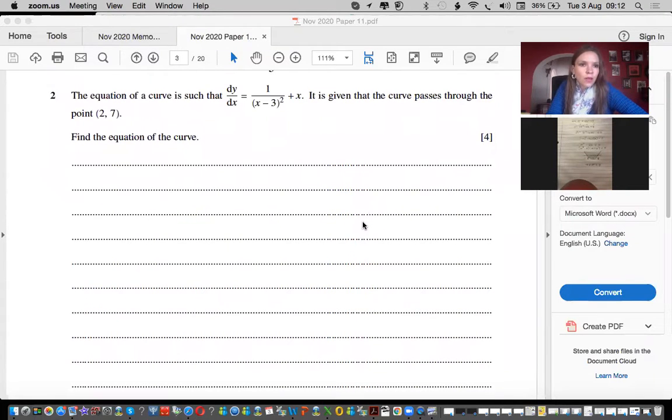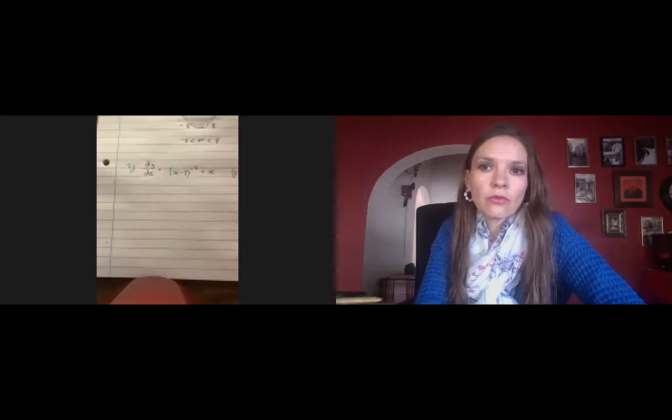Number 2, the equation of a curve is such. Okay, I'm just going to quickly copy that down. When it's written like that, it means it's already been derived. That's not the curve. You know that y is normally the curve. So if they say dy dx, it means it has already been derived. You'll also see that as I copy this down, I'm going to bring that bracket up and make it negative. It passes through. Okay, so we've got a curve, dy dx, and the curve passes through that point. Find the equation of the curve.